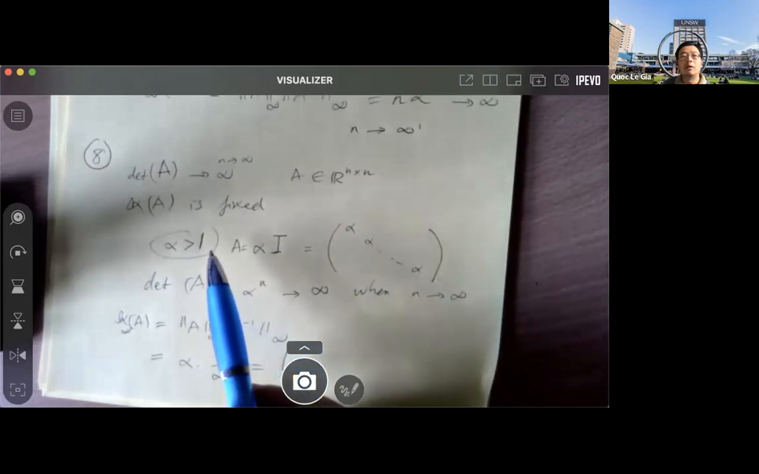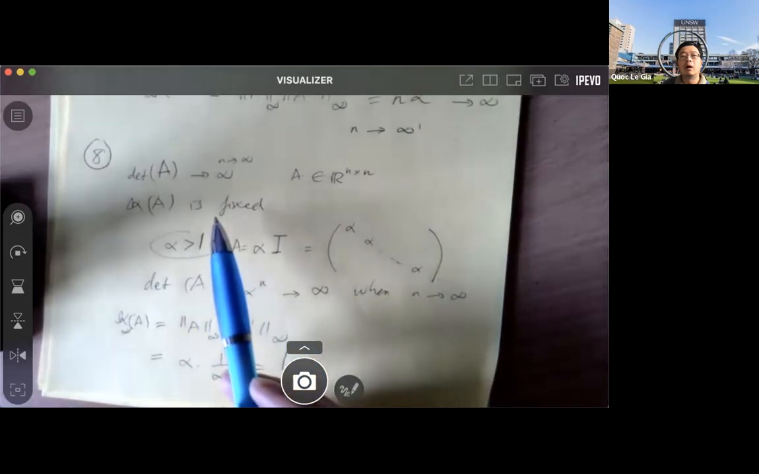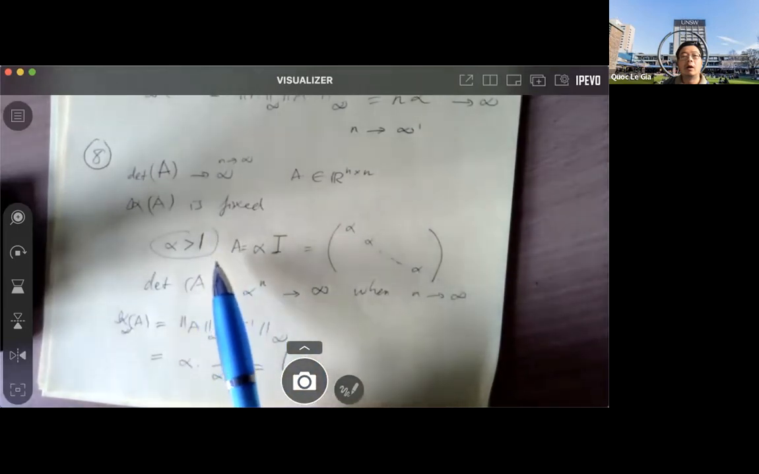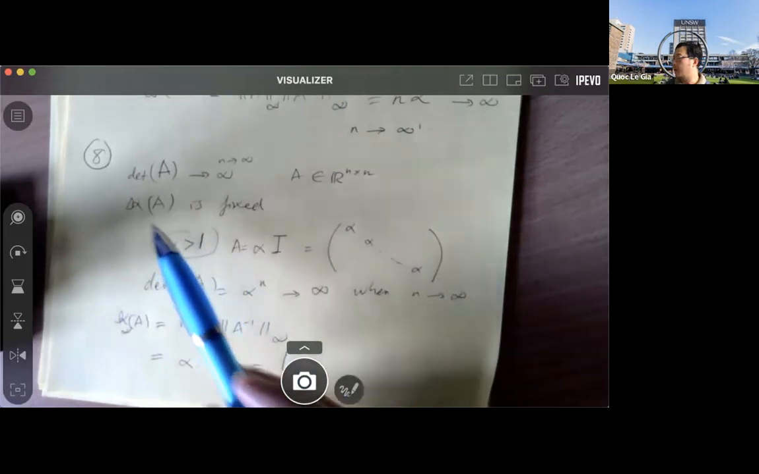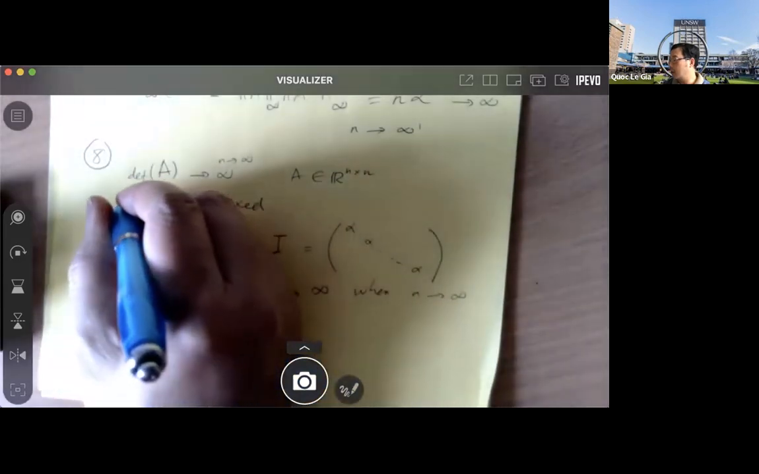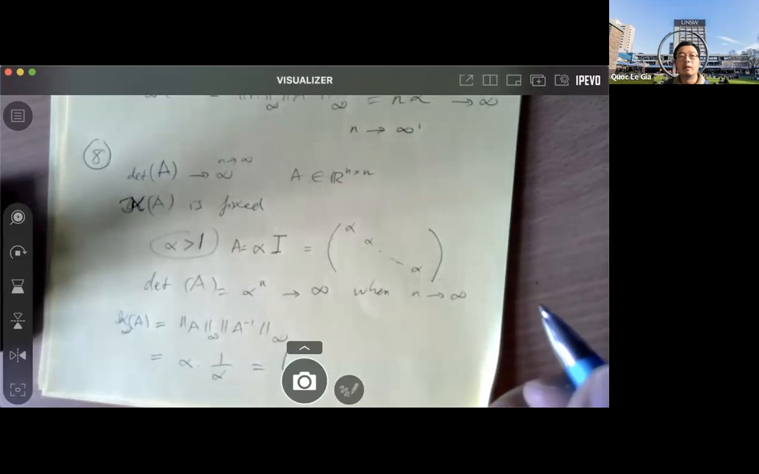Sorry. Before alpha. This one, kappa, the condition number, sorry. Kappa is the condition number, not a triangle. Sorry. Yeah.